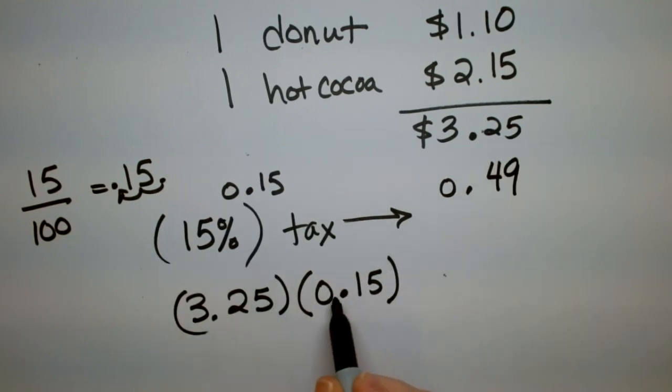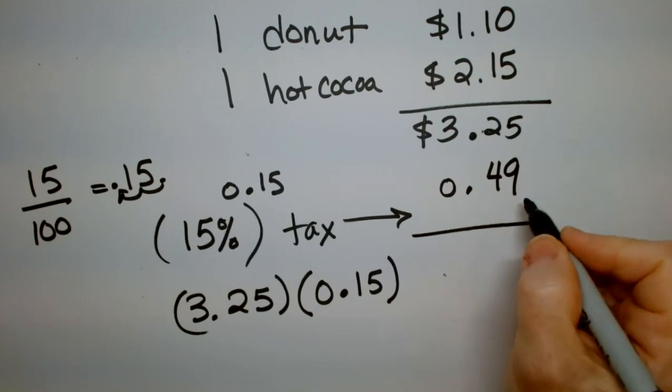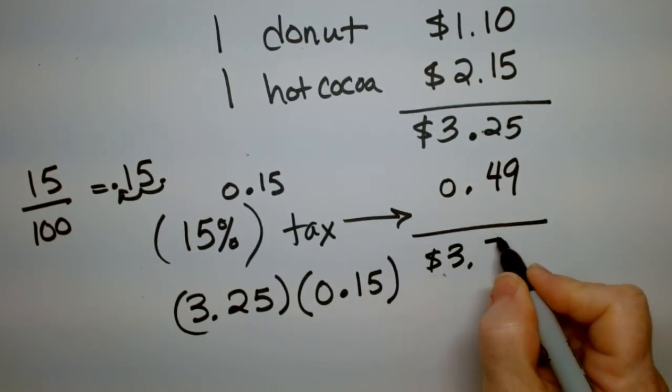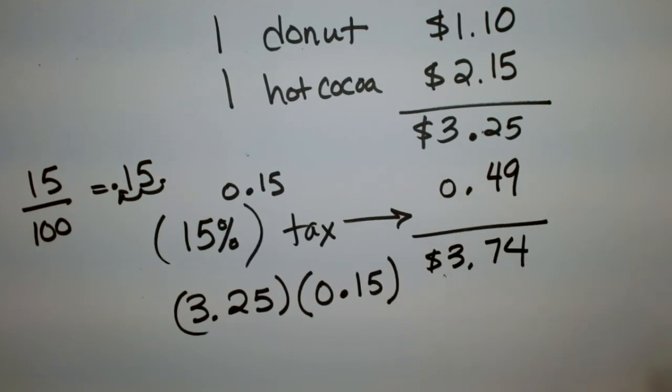This number is these two numbers multiplied together. We add them up, and then we have a number that is $3.74. Did I do that right? I think I did that right.